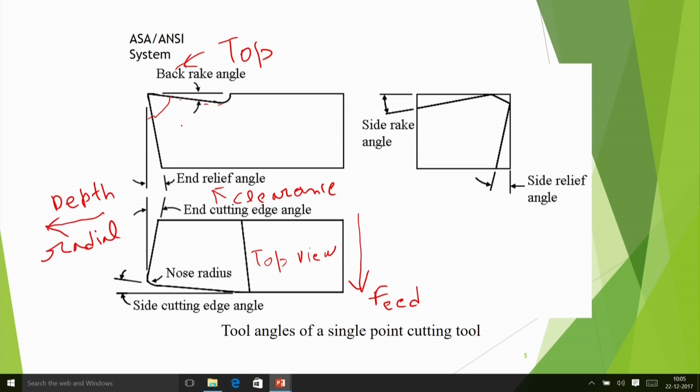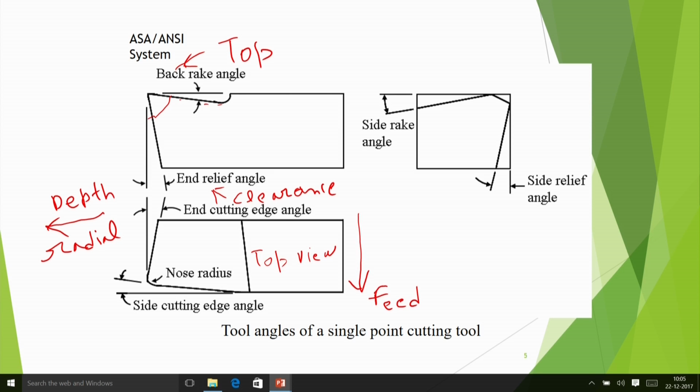So this is the angle, and really you cannot give a very large back rake angle and a very large end relief angle, otherwise this portion will become very thin and then the tool will become weak. So here we have shown in the front view two angles, the back rake angle, and then we have discussed the end relief angle. Now let us come to the side view of this tool, from the side.